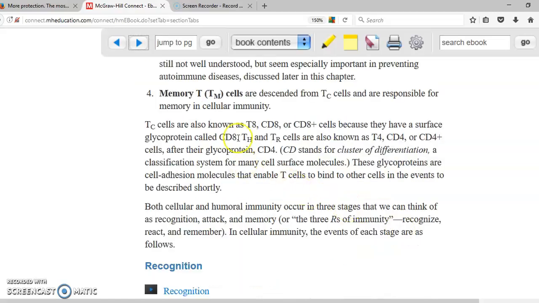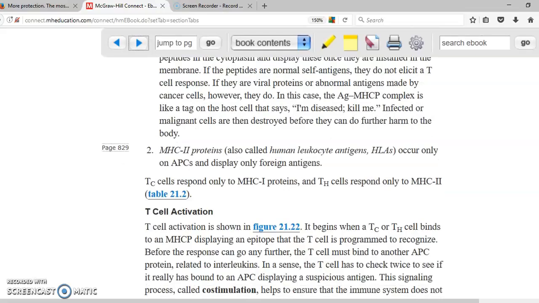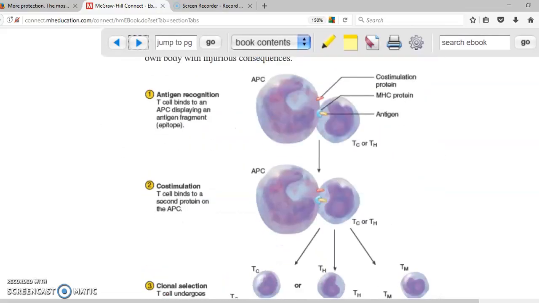T cells can also be recognized as CD8 or CD4 cells. CD4 and CD8 are clusters of differentiation. They are very important because this is what is used to match with the major histocompatibility complex in the antigen-presenting cell. If we scroll down, right here it says T cell activation. The first part is antigen recognition. There's something else called co-stimulation, because there's another protein in the cell membrane that is used in order to multiply and produce more cells.